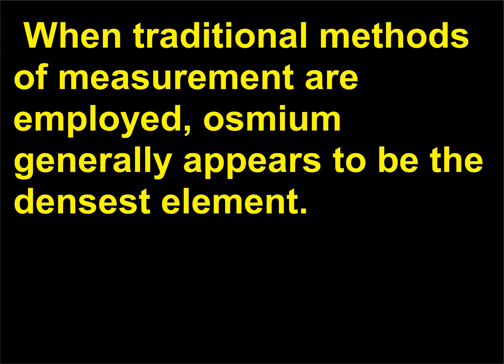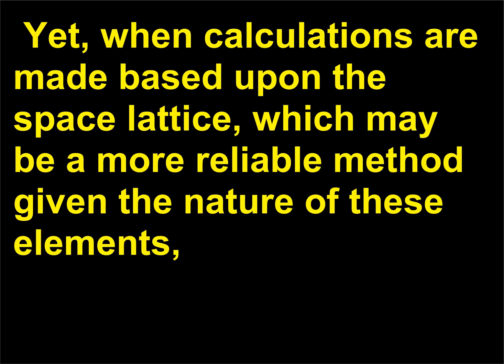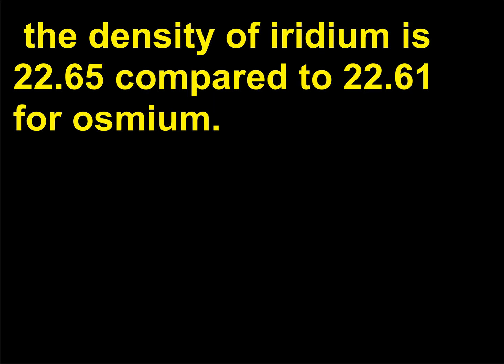When traditional methods of measurement are employed, osmium generally appears to be the densest element. Yet, when calculations are made based upon the space lattice, which may be a more reliable method given the nature of these elements, the density of iridium is 22.65 compared to 22.61 for osmium.